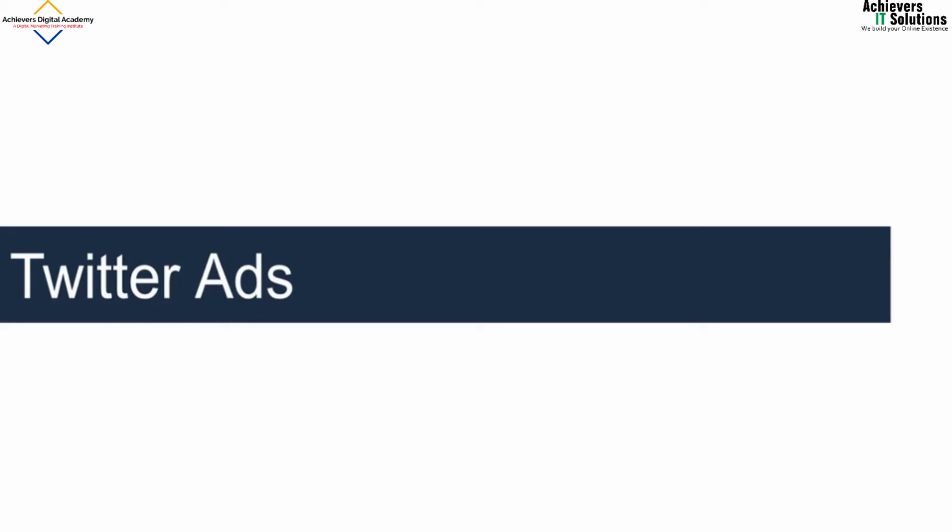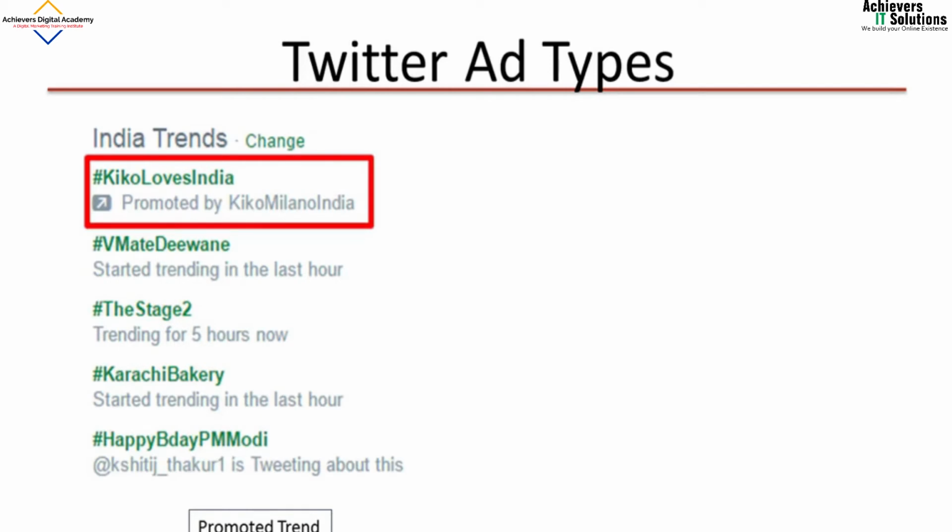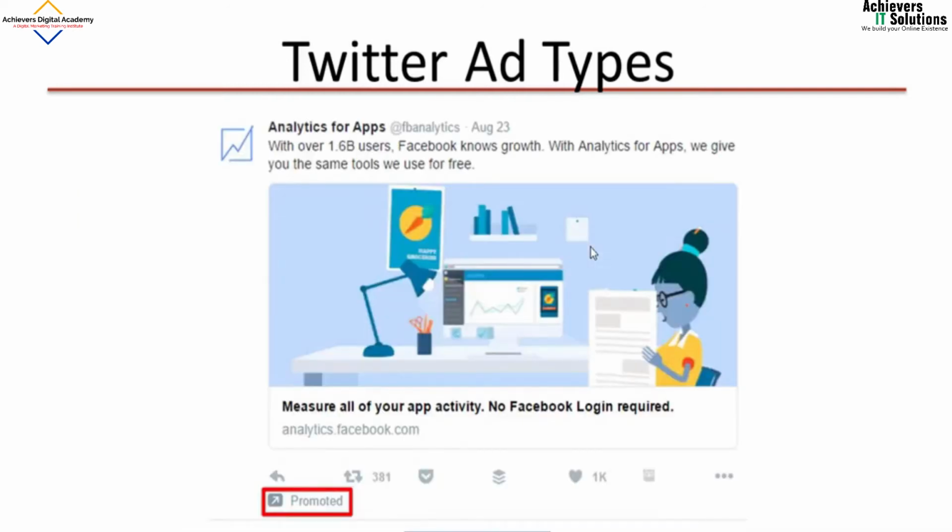To start with, let's look at the ad types that we have on Twitter. So on Twitter, we've got a promoted trend, which is what we just saw as well when you're looking at trends a little while ago. Next, you have a promoted account, which is running ads to get more followers for your Twitter account. Next is a promoted tweet, which is a tweet that you see in your feed, but it has this promoted tag on it to show that it's actually an ad.